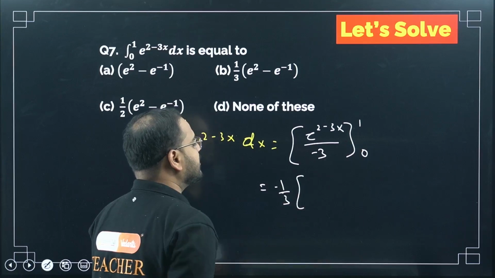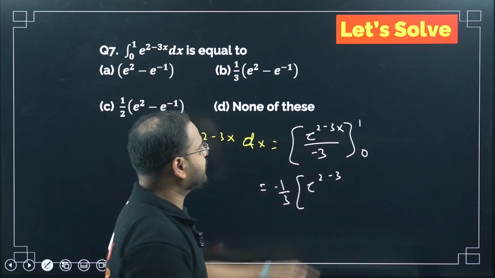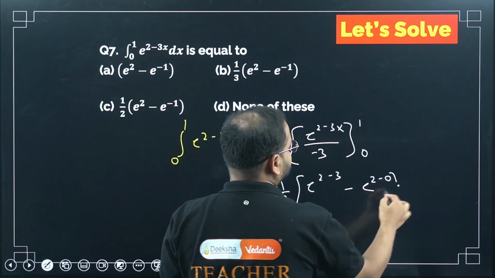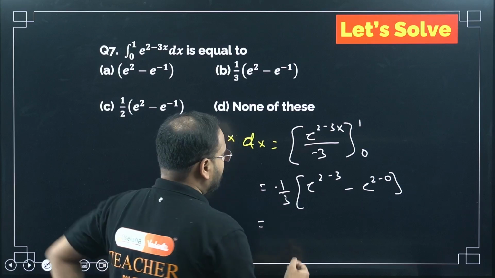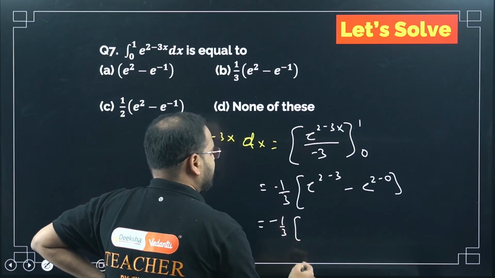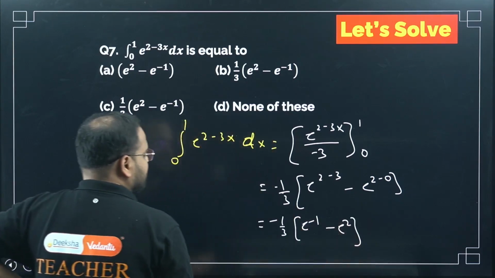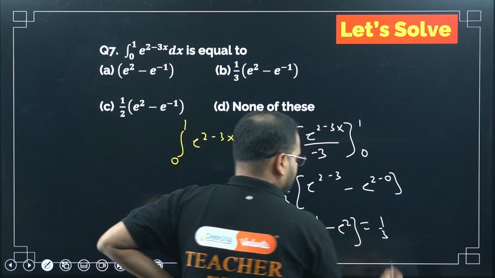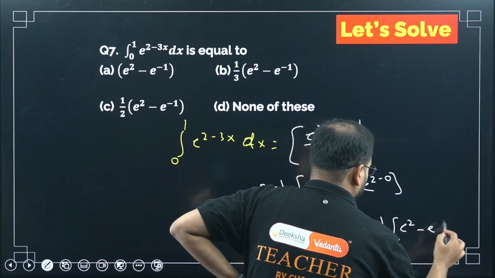Substitute the upper limit. E power 2 minus 3, because 3 into 1 is 3. So e power 2 minus 3, and minus e power what? 2 minus 0, because lower limit is 0. So it becomes 1 by 3 with a minus sign. E power minus 1 minus e power 2. Take the minus sign inside. I'll get what? My integration I as simply 1 by 3 e power 2 minus e power minus 1.